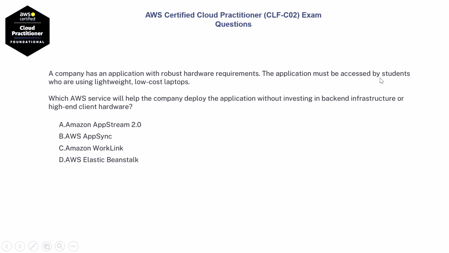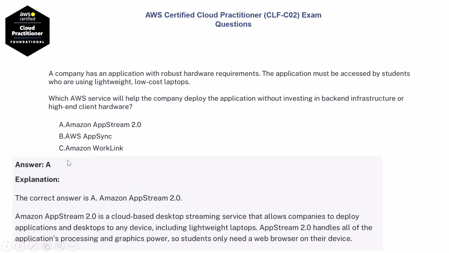Next question. A company has an application with robust hardware requirements. The application must be accessed by students who are using lightweight, low-cost laptops. Which AWS service will help the company deploy the application without investing in back-end infrastructure or high-end client hardware? The options are option A, Amazon AppStream 2.0, option B, AWS AppSync, option C, Amazon WorkLink, option D, AWS Elastic Beanstalk. The right answer is option A, Amazon AppStream 2.0.